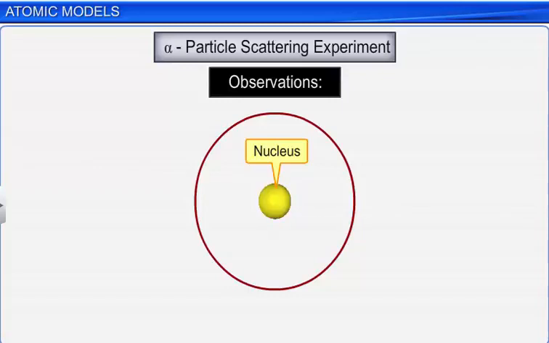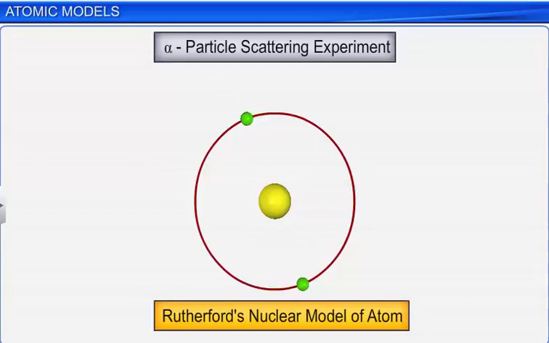Calculations by Rutherford showed that the volume of the nucleus is negligible as compared to the total volume of the atom. For an atom of radius 10 to the power minus 10 meter, the radius of the nucleus is about 10 to the power minus 15 meter. That means, if a cricket ball represents a nucleus, the radius of the atom would be about 5 kilometers. Based on the observations and conclusions of the gold foil experiment, Rutherford proposed a new atomic model called Rutherford's nuclear model of atom immediately after the discovery of protons.